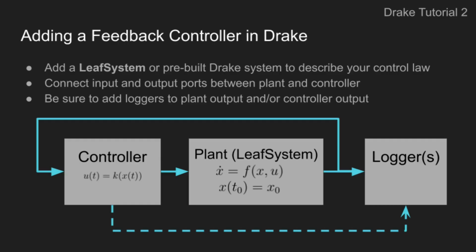To implement our controller in Drake, we need to add a new system to our diagram. To implement any arbitrary controller, you can design your own LeafSystem, but there are lots of built-in controllers in Drake that you could use as well, including a PID controller. Then we will just connect the input and output ports of the controller and the plant, and then add loggers as needed to plot the results. I recommend adding a logger to the output of the controller and the plant so you can verify that the controller is working as intended.